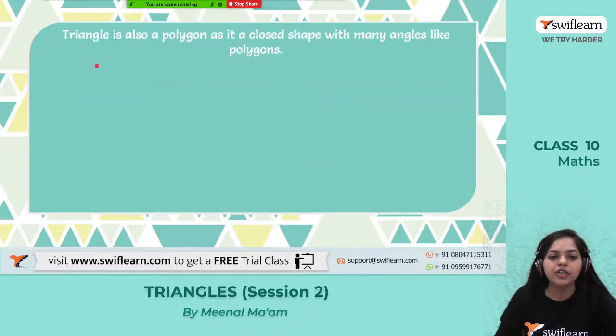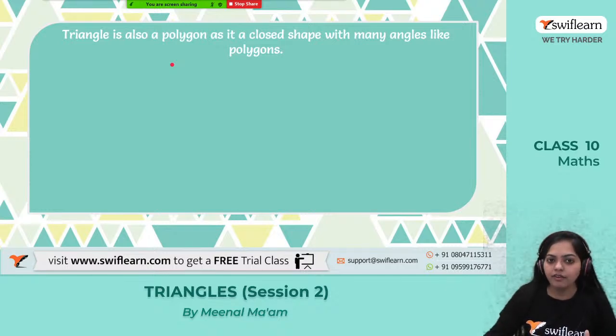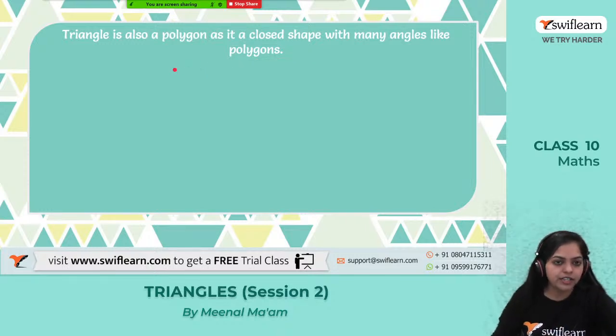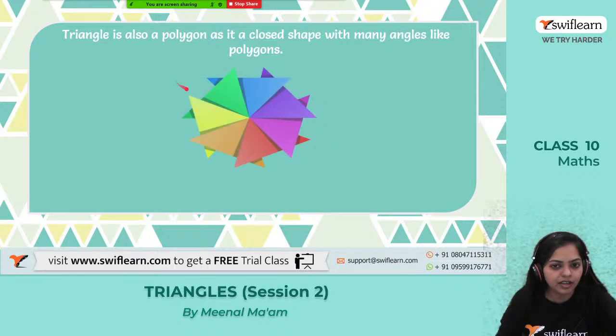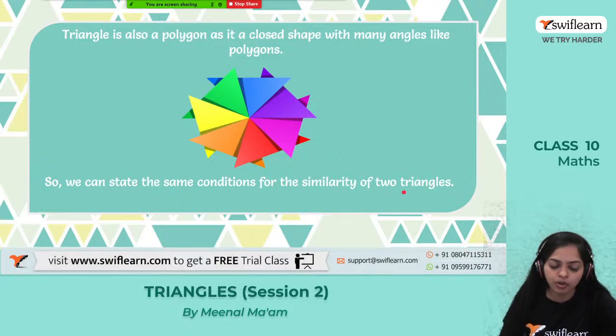Let's have a look. A triangle is also a polygon. Why? Because a polygon is what? It is a closed figure with many angles. And a triangle is also a closed shape with angles, like polygons. Alright, so what do you all think? Can we state the same condition for the similarity of two triangles, as triangles are also polygons? Yes or no?